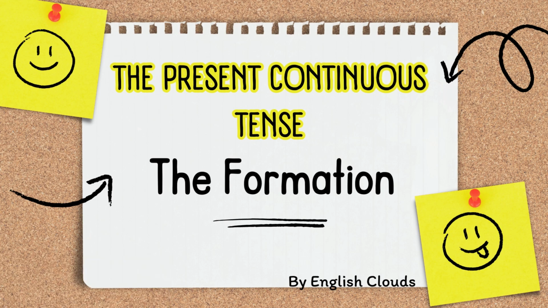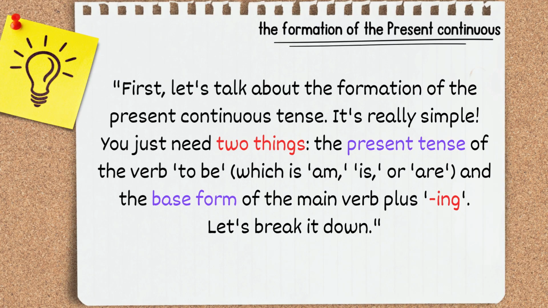The formation. First, let's talk about the formation of the present continuous tense. It's really simple. You just need two things. The present tense of the verb to be, which is am, is, or are, and the base form of the main verb plus ing. Let's break it down.